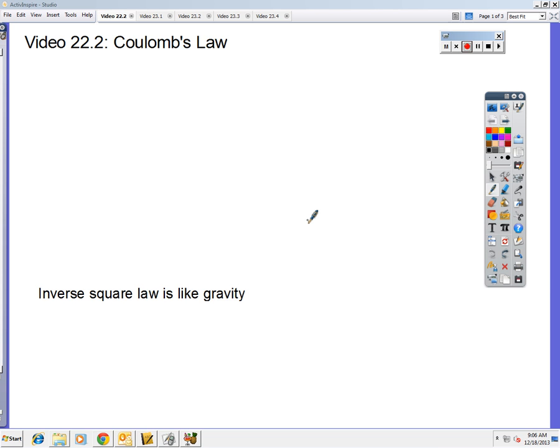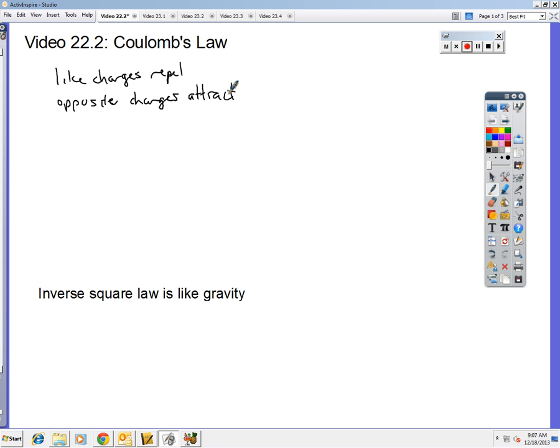Now, a basic idea with Coulomb's law is that it describes forces between charged particles. And you should know that like charges repel and opposite charges attract. That gives you the direction of the force.